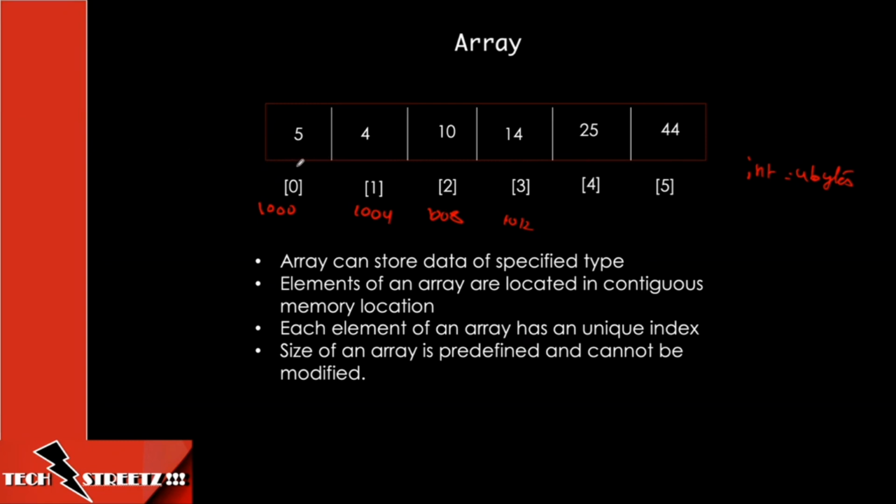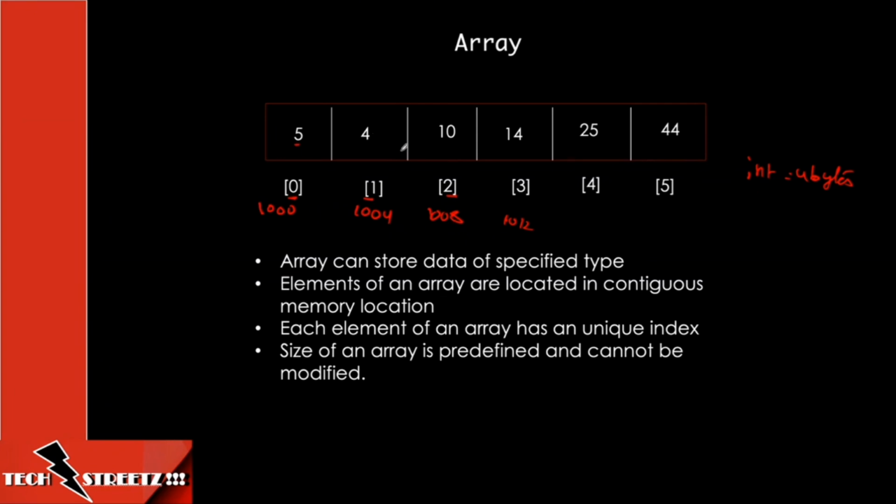Each element of an array has a unique index, which is an identifier for that element's position in the array. Consider here 5, which is in the starting position, the first position, which is the 0th position. And the next value 4 can be identified by using the first position. And the value 10 will be identified by using the second position. So each element in an array can be accessed using this index, which is a unique identifier for that element position in the array. And the size of an array is predefined and cannot be modified.